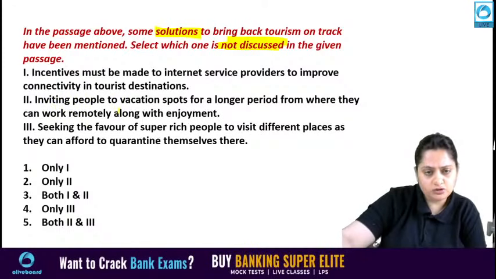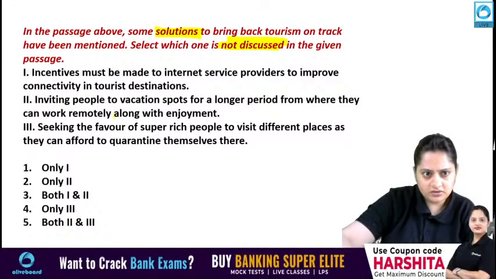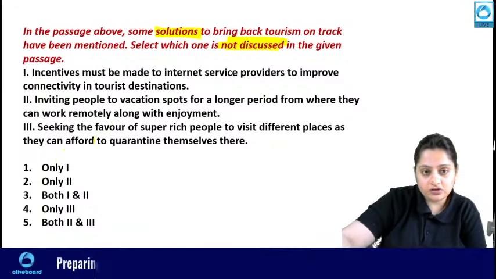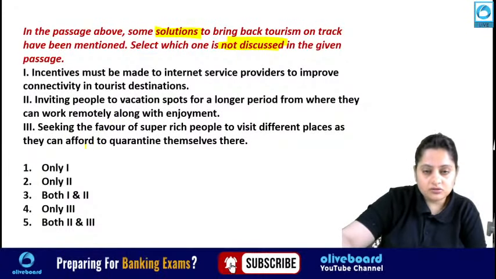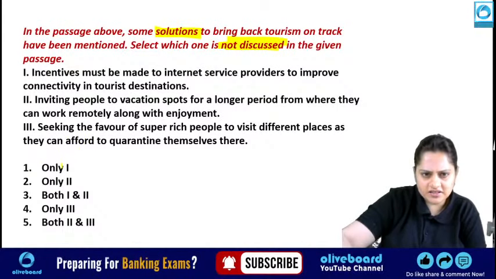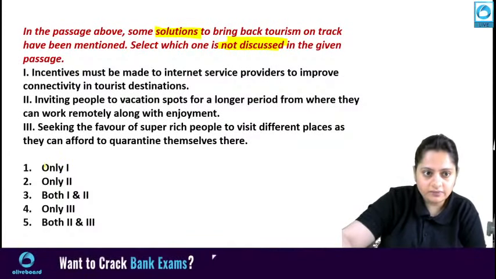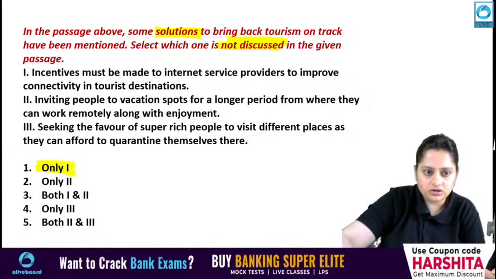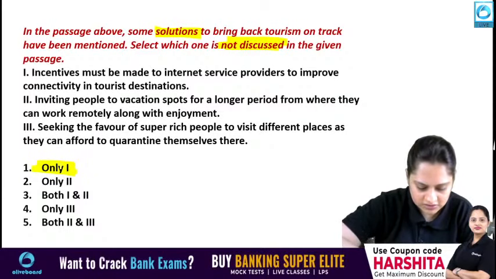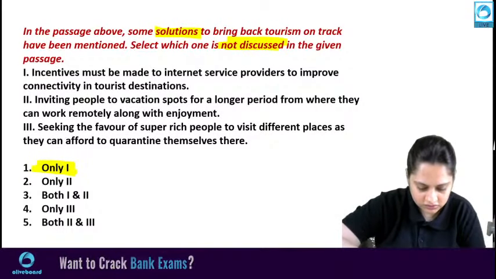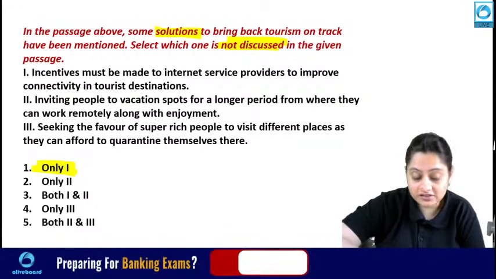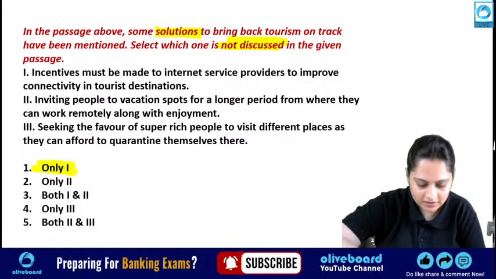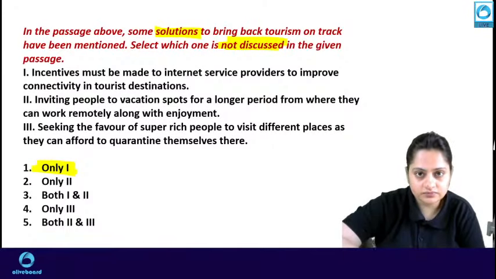Inviting people to vacation spots for a longer period where they can work remotely. Okay, then we can take the favor of super rich people to visit different places. They can afford to quarantine themselves. This suggestion is also provided. Which one is not given? Only one is not given. Okay, Swati is right here for sure. Correct. Which one is not given is asked. Remember. Second para, guys, clearly all the solutions, 2 and 3.